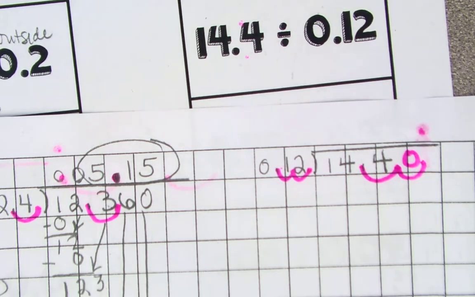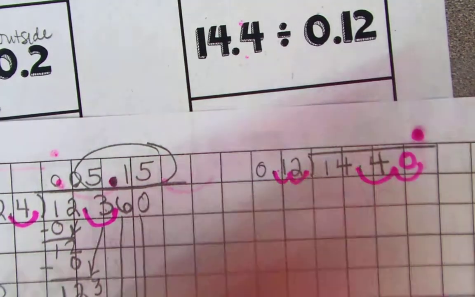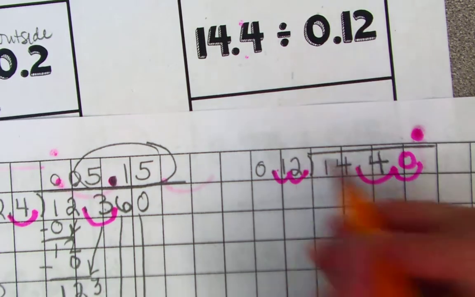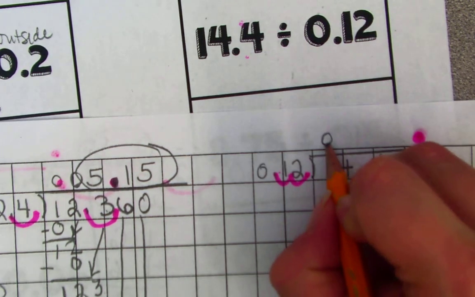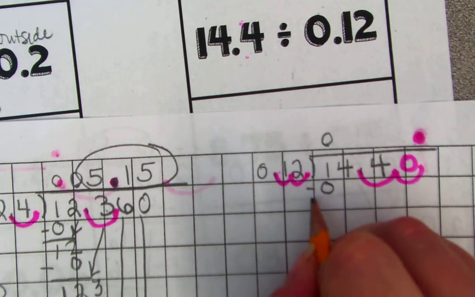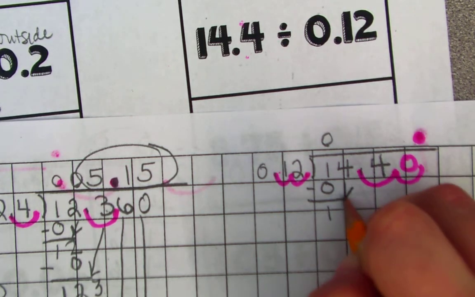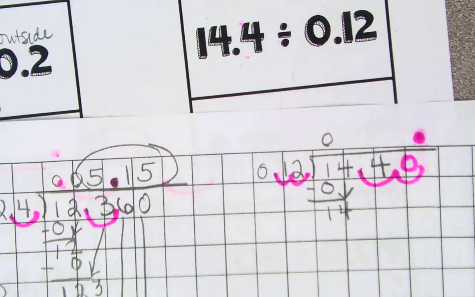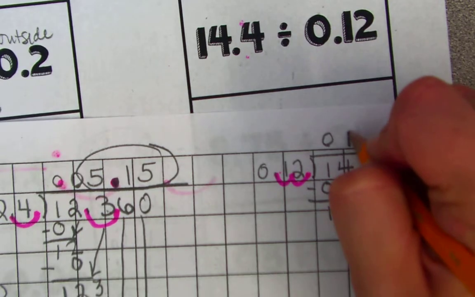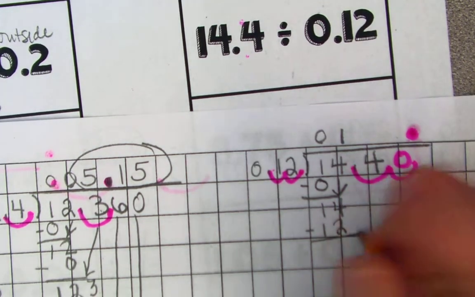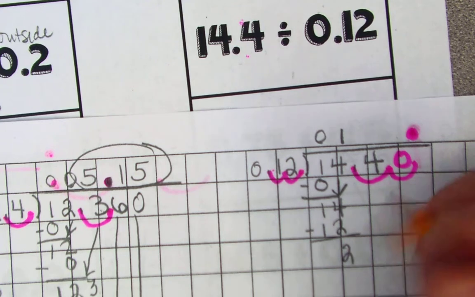This is why we learned exponents earlier in the year, because we need to learn how to move our decimals in order to be able to do it. So let's start off here. 12 can go into 1 0 times. 12 times 0 is 0 minus 1. Bring down your 4. 12 can go into 14 one time. That's 12. Subtract. You get 2.